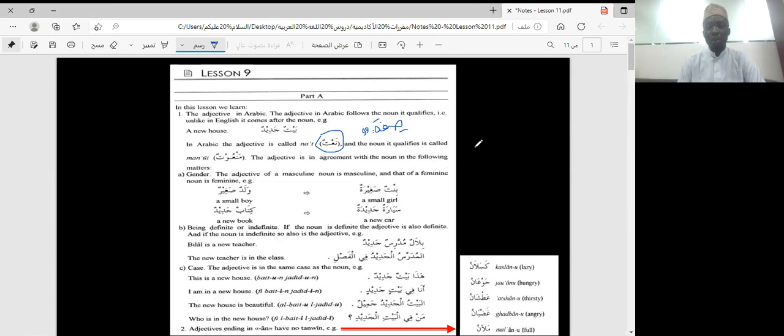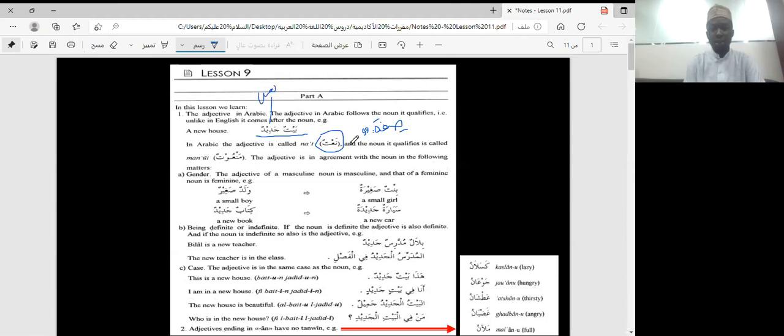The adjective in Arabic follows the noun it qualifies. That is, unlike in English, it comes after the noun. They give you one example here, which is baytun jadidun. Baytun is a house. Jadidun is an adjective qualifying bayt, and jadidun means new. So we call this one na'at, which is adjective in Arabic language.